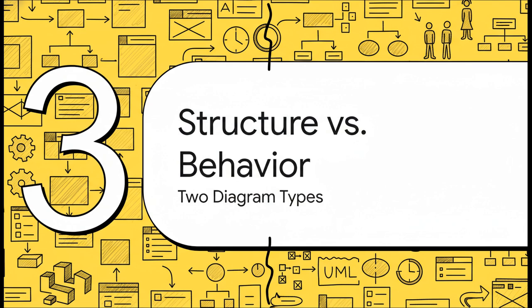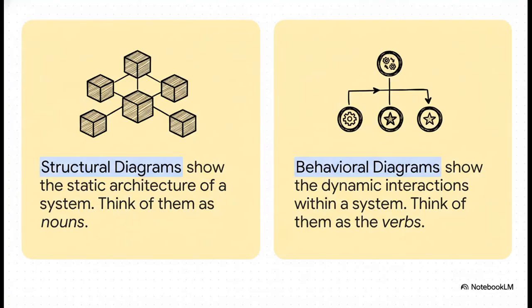Now, UML isn't just one single giant diagram. It's more like a whole toolkit with different types of diagrams for different jobs. And they pretty much all fall into two main categories, ones that show the system's structure and ones that show its behavior. A really simple way to think about this is nouns versus verbs. Structural diagrams describe the nouns of your system, all the static pieces, the components. Then you have behavioral diagrams, which describe the verbs, the interactions, the dynamic processes. So one is the architecture itself, and the other is how things actually move and operate within that architecture.